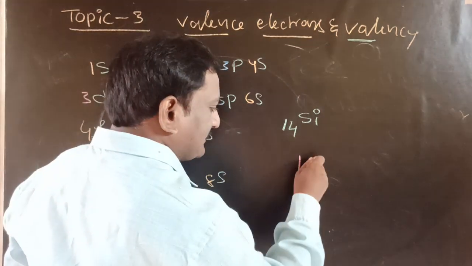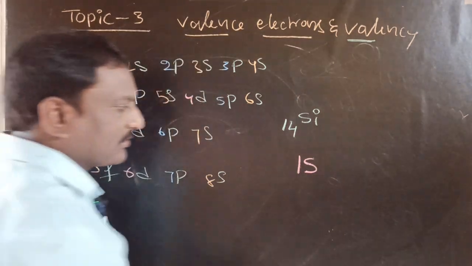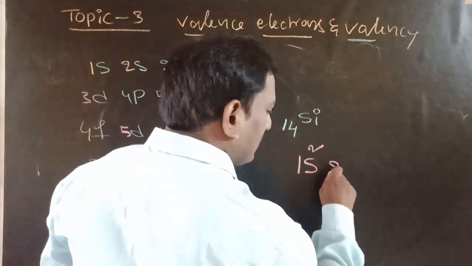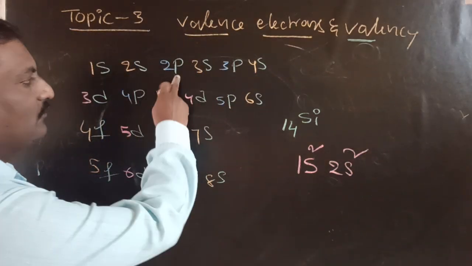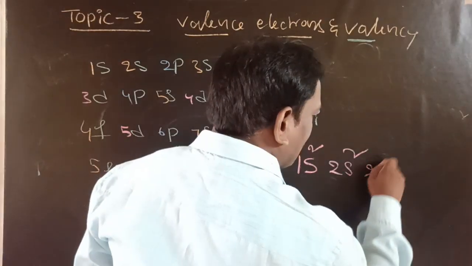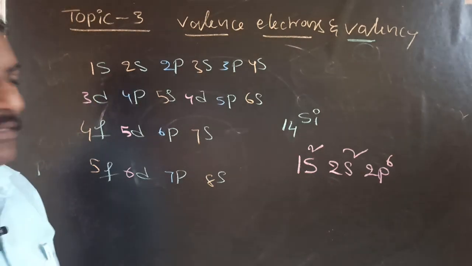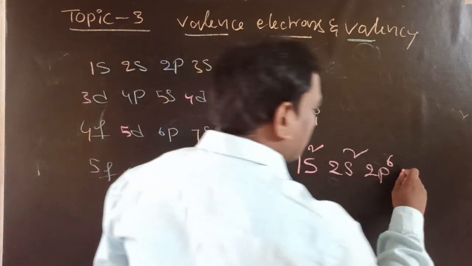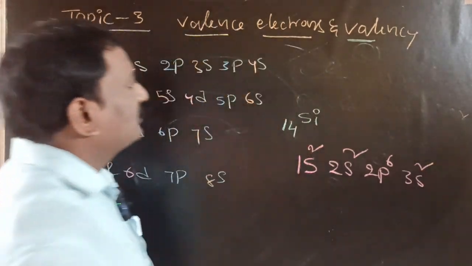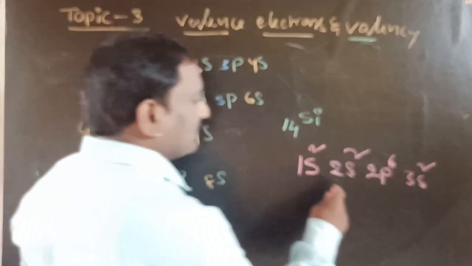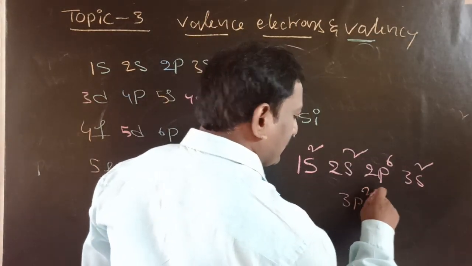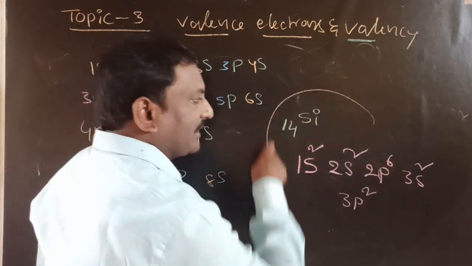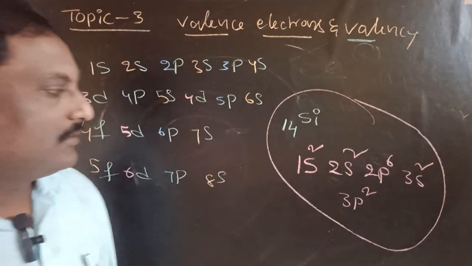First we need to fill 1s, s maximum capacity 2 electrons. Followed by 2s, capacity 2 electrons, followed by 2p, 6 electrons, 10 electrons completed, 4 electrons remain. After 2p we need to enter into 3s2, 12 electrons we have done. Next after that S we need to enter into P, that is 3p2. So this is the electronic configuration of silicon.